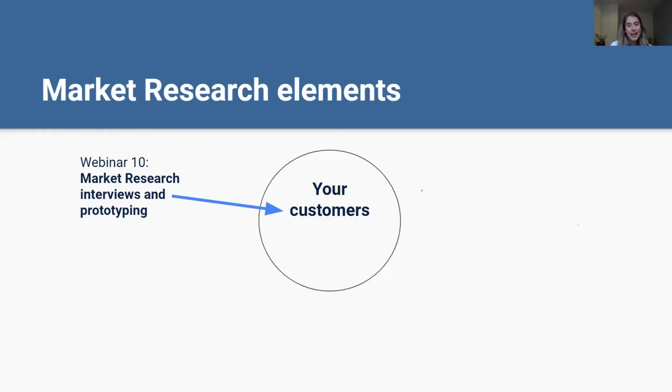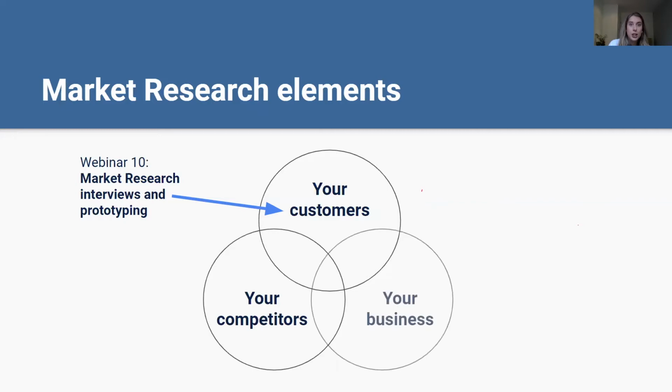But they don't yet have the full picture because market research really has 3 aspects to it. And they are customers, your competitors, and your business idea.